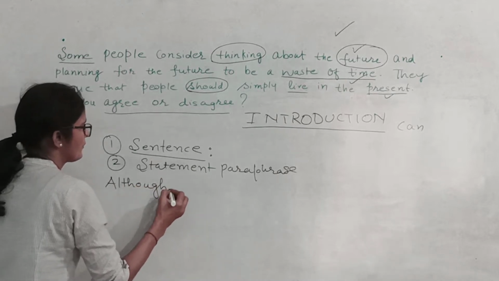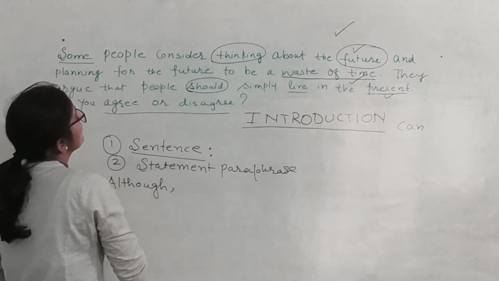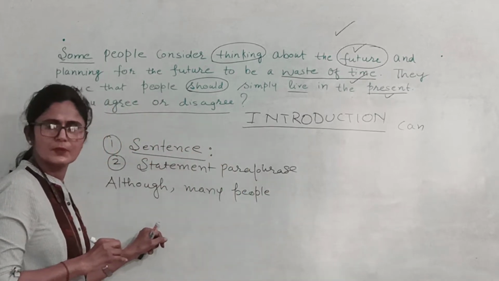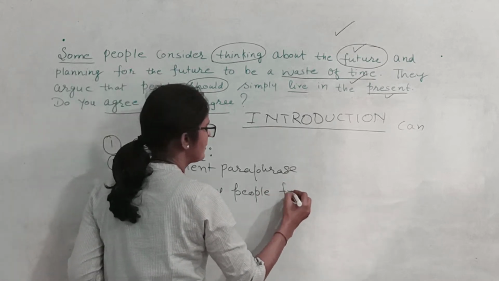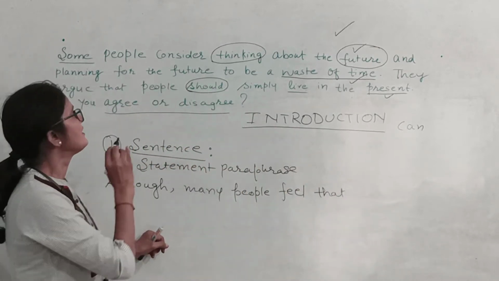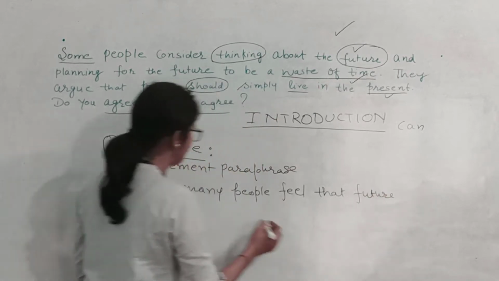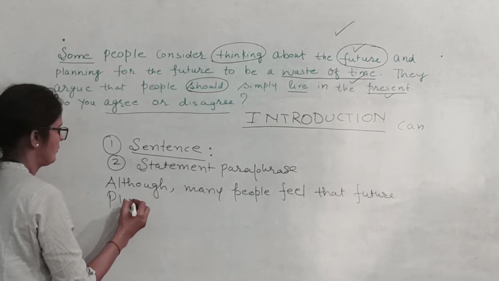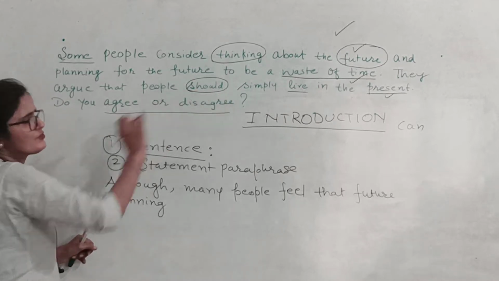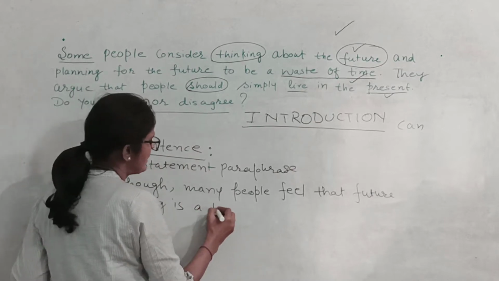Although, always, although and a comma. Please take care of commas and full stops, the punctuation. Although many people feel, instead of think I can write feel, that thinking about the future and planning for the future, so I can write future planning, they said to be a waste of time, is a time waste.